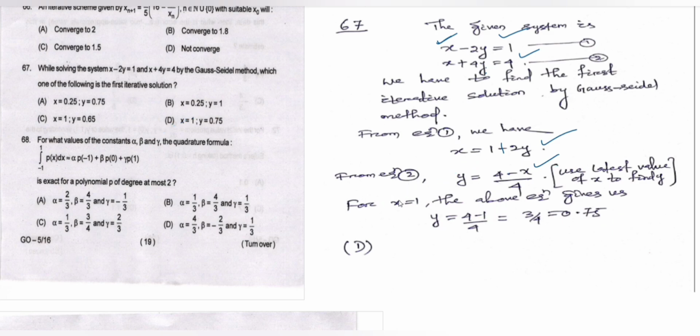So test all the options in this equation, that is y equal to 4 minus x by 4. Considering all the options, you can see for x equal to 1, from the last equation, that is y equal to 4 minus x by 4, we are getting 4 minus 1 by 4, which is 0.75. So option D is correct.